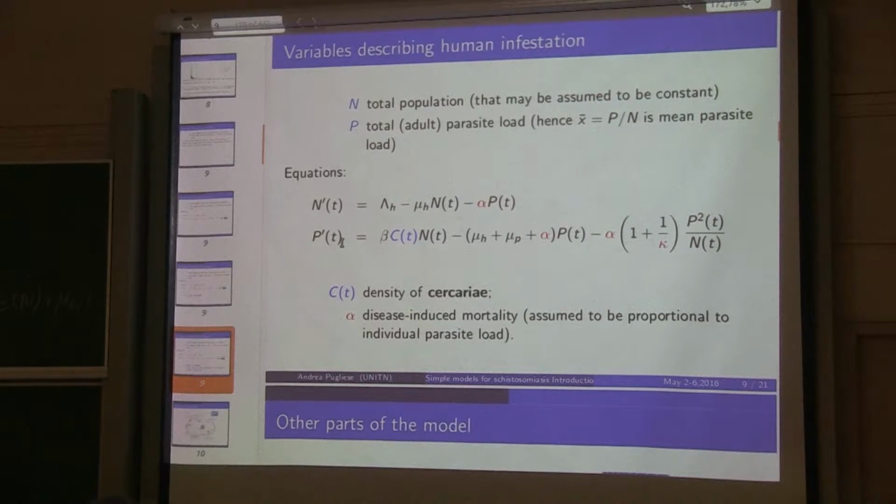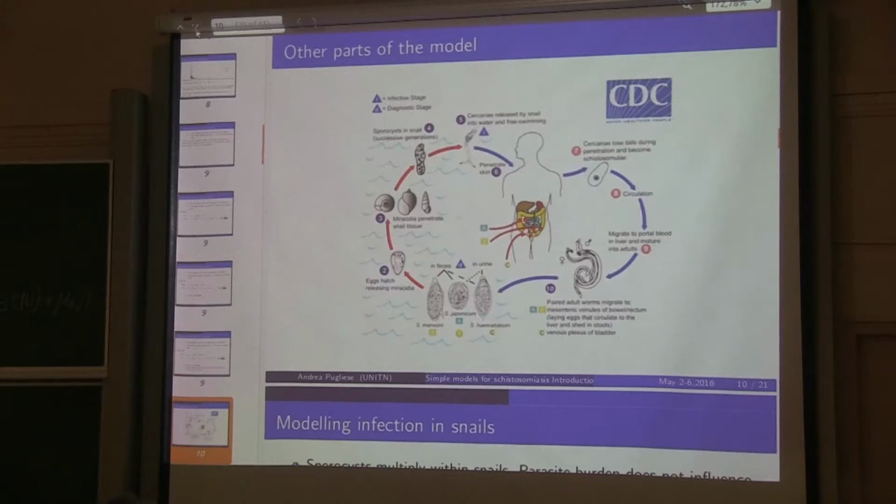So this is the structure of the system, but of course this is not a closed system because there is a C of t, the Cercaria. So we need to say something about how the Cercaria do. Clearly, if you want to apply this to a human population, you probably shouldn't neglect age, so you should include age to make a more realistic model. But this is just to have more tractable mathematics. So we need to look at the other part of the cycle, because Cercaria will be produced by infected snails, and infected snails will be produced by eggs that are laid by infected humans.